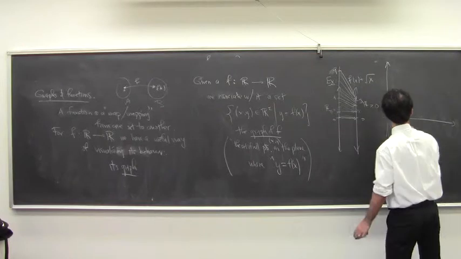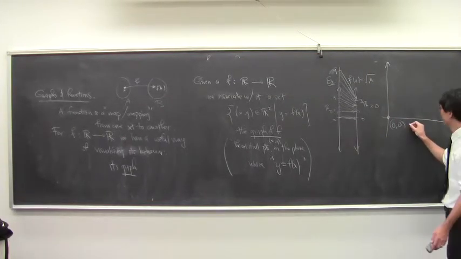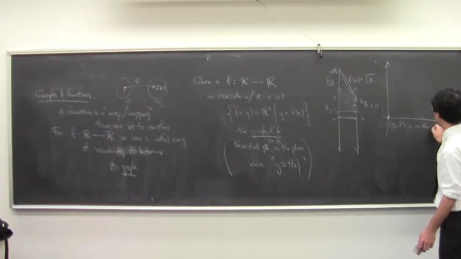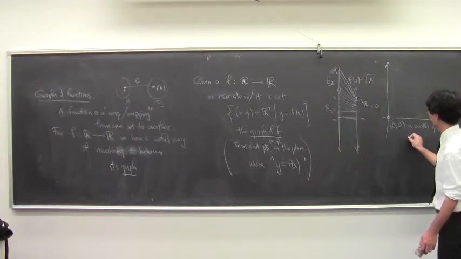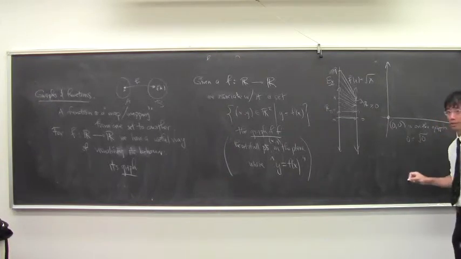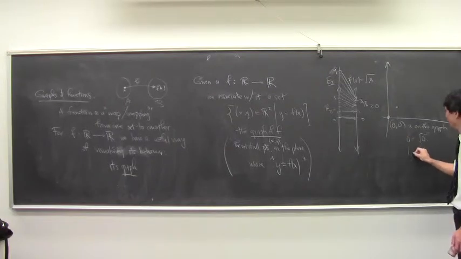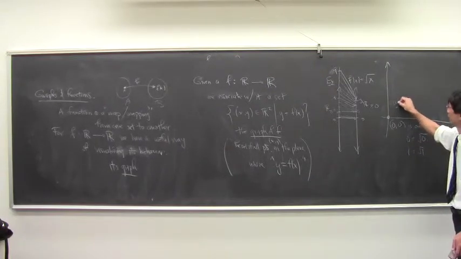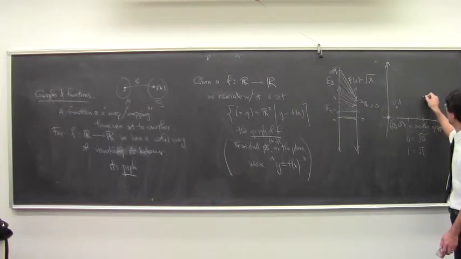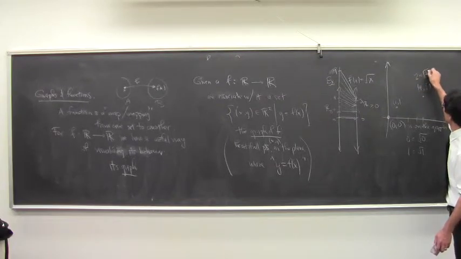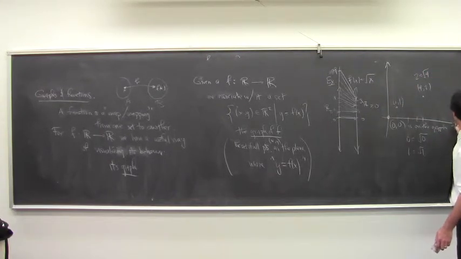So 0, 0 is on the graph, because 0 is the square root of 0. 1, 1 is on the graph because the y coordinate is the square root of the x coordinate. 4, 2 is on the graph because the y coordinate is the square root of the x coordinate. 9, 3 is on the graph because 3 is the square root of 9.